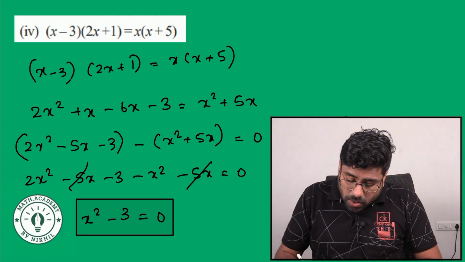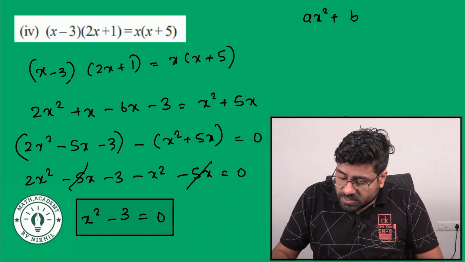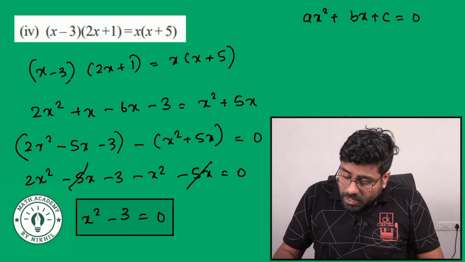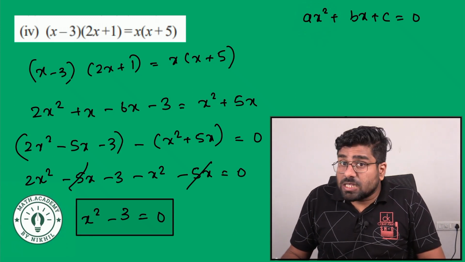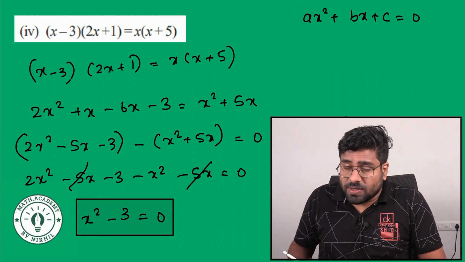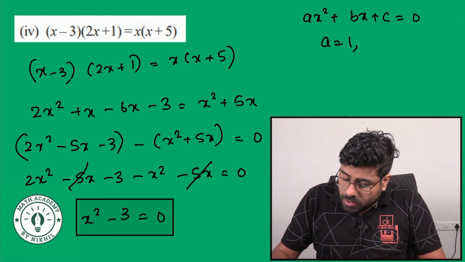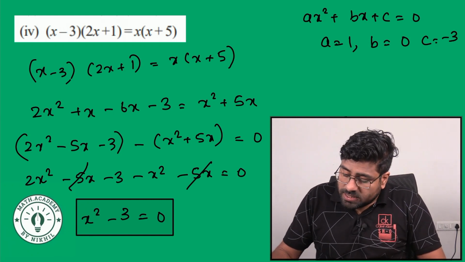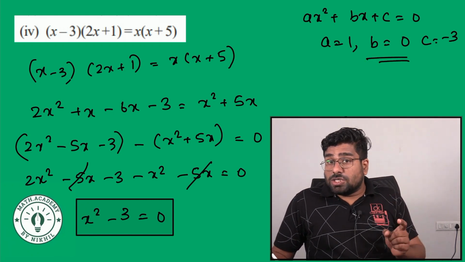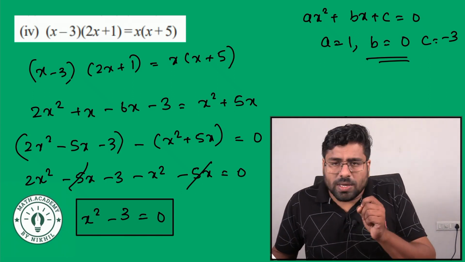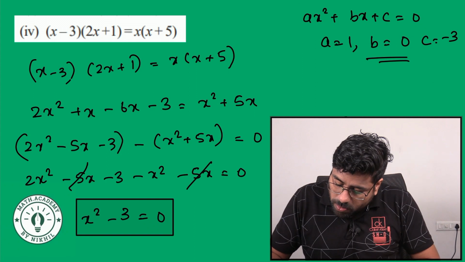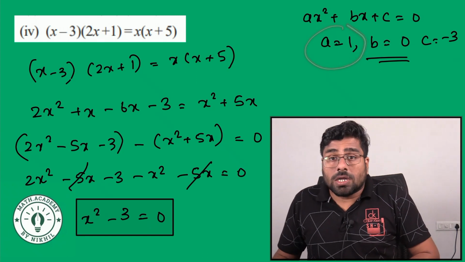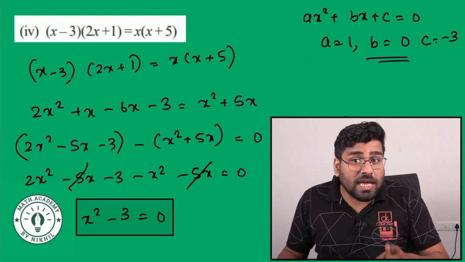Now let's compare it to the quadratic equation that we have studied, which is ax square plus bx plus c is equal to 0. What is the value of a? A is the coefficient of x square. The coefficient of x square is equal to 1, the coefficient of x is equal to 0, and the constant term is equal to minus 3. So we can say that this is satisfying the condition to be called a quadratic equation. What is the condition? It should follow the form of ax square plus bx plus c, and a should not be equal to 0, and you can see a is not equal to 0. So this is going to be called a quadratic equation.